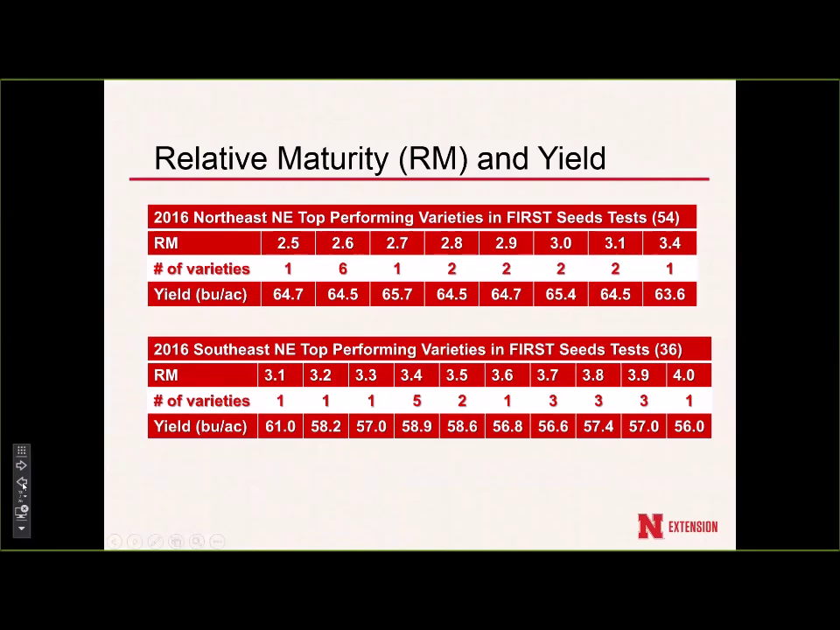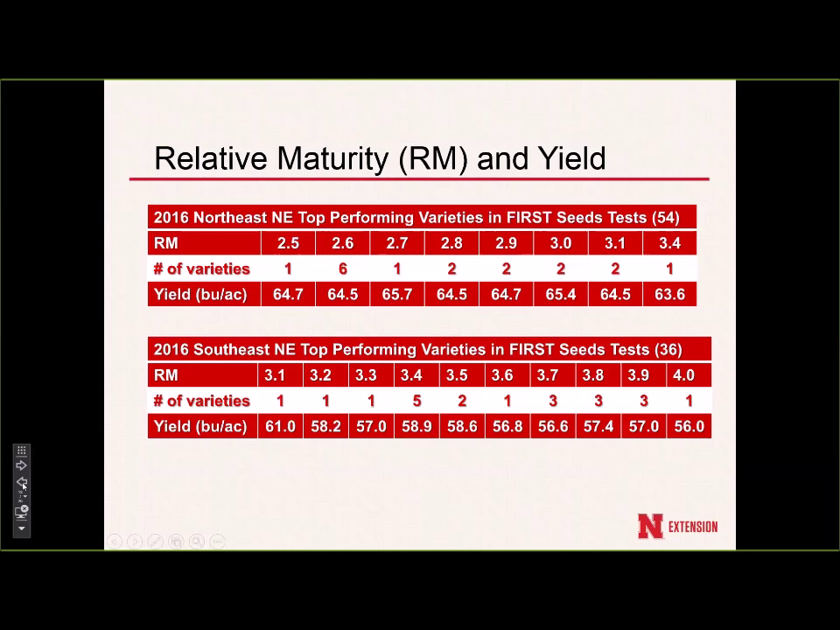But what this tells me is I can pick a top performing variety in these different maturities, and it's going to compete. The 2.6s are doing just as well, 64.5, as my 2 varieties of the 3.1. So these are the top performing varieties out of all those tested. Same thing for Southeast Nebraska: 3.1 here, just an average of 1, we went from 61, where we had 5 varieties in that top performing yield group in the 3.4 maturity, 58.9, and again 57, 57, 56. It's a little hard to see the pattern in a table. It's bouncing around, but it's not something real clear, is it? We're not seeing decreasing yield.